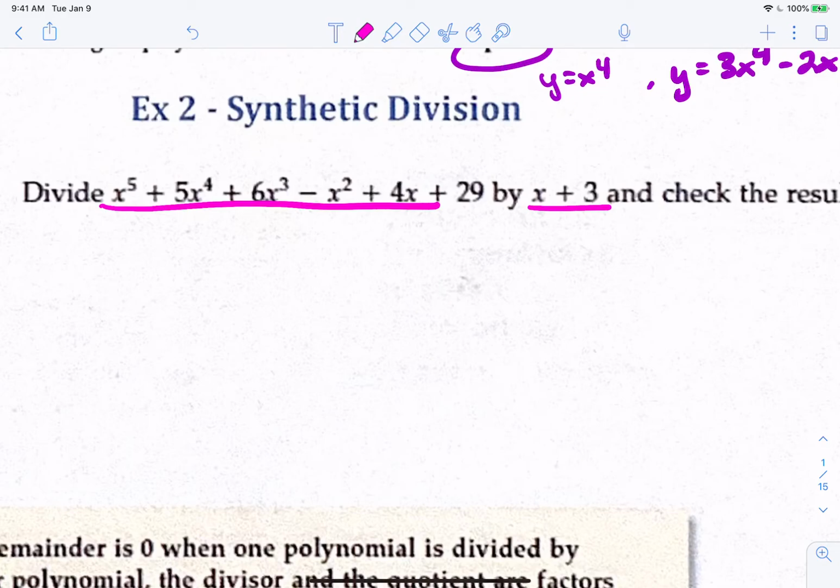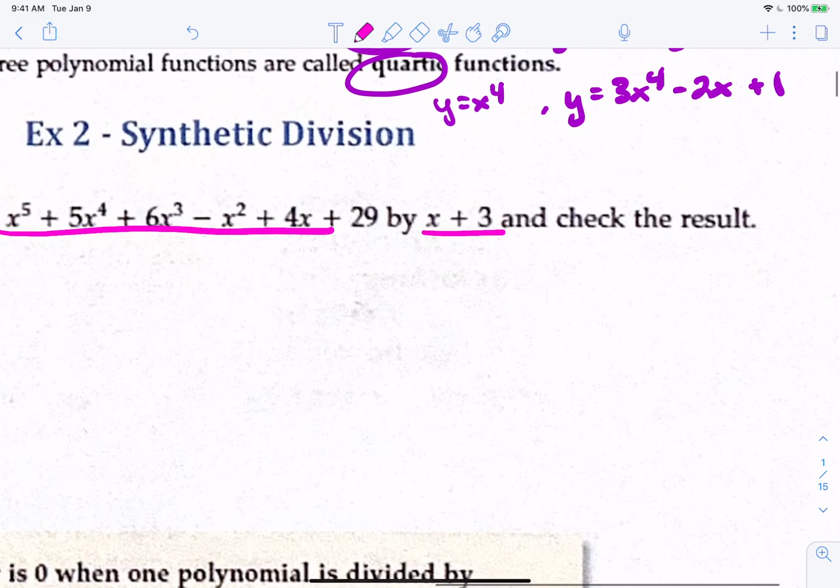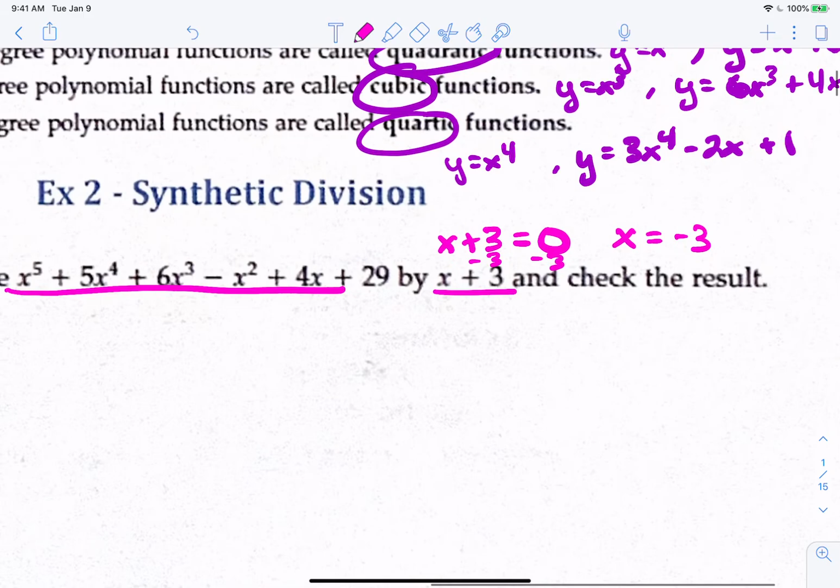Synthetic division, the reason why people like it is because it does not involve x's at all. You are just stripping the x's away and looking at the numbers. So, the first thing that you need to do in your synthetic division is take x plus 3, what you're dividing by, and set it equal to 0. If we set x plus 3 equal to 0, and we solve for x by subtracting that 3 over, x will be equal to negative 3. So, the number, after I strip the x away, the number that I'm going to be using is negative 3.